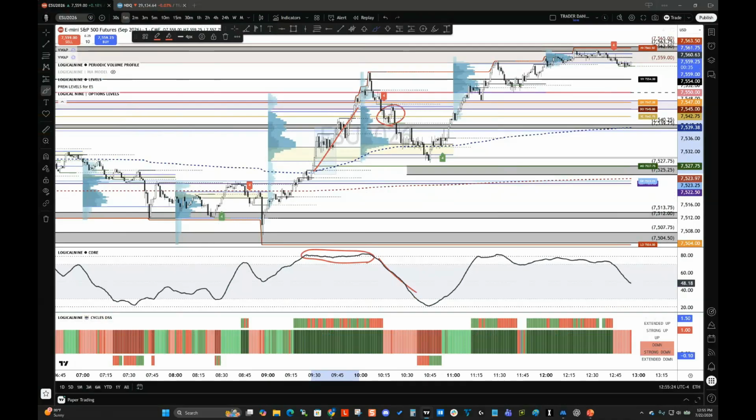This tool at the bottom spots those bias shifts based on the slow cycle line. As you can see, we had 5 bias shifts so far today. 1, 2, 3, 4, and 5.